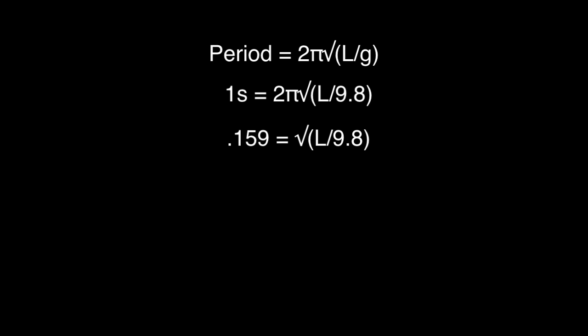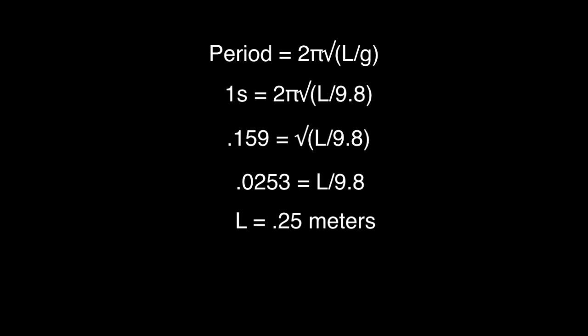Now, solving for L, we would first divide both sides by 2 pi. That would give us 0.159 equals the square root of L over 9.8. To get rid of the square root, we would need to square both sides. That would give us 0.0253 equals L divided by 9.8. To get L by itself, we would now multiply both sides by 9.8. That would make the length of the pendulum 0.25 meters.